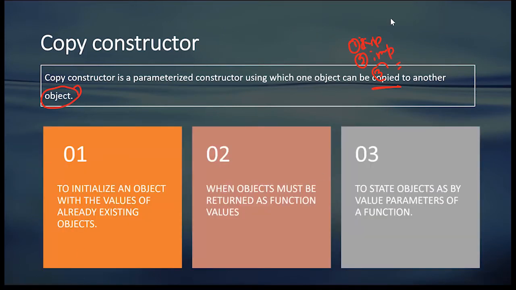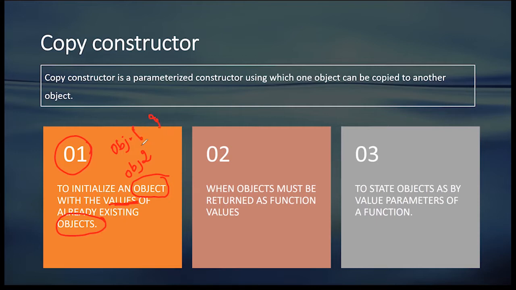So let us see what are the situations where we can use the copy constructors. The very first one is to initialize an object with the values of already existing objects. Of course, when we say copying from one object to another, it means that there is an already existing object, for example obj, and I'm creating a new object, for example obj2. Now instead of calling any other constructor and initializing the data members of this object once again, we can directly copy it to this. So that is done using our copy constructor.